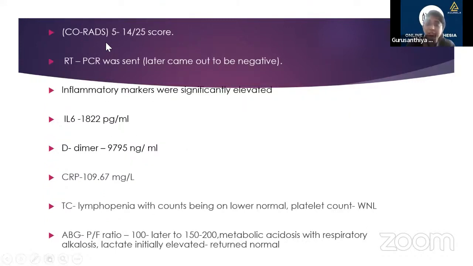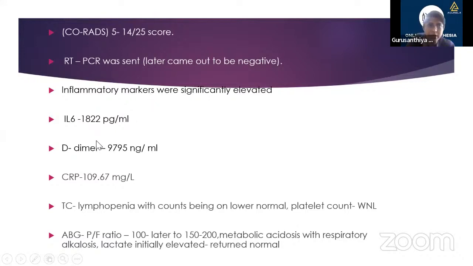After obtaining consent from the patient and discussing with the pulmonologist and obstetrician, with lead protection to the fetus, we did the CT thorax, which revealed a CORADS score of 5 with a 14/25 score. RT-PCR was sent, but we got the result quite late, and it turned out to be negative. The inflammatory markers at that time were significantly elevated.